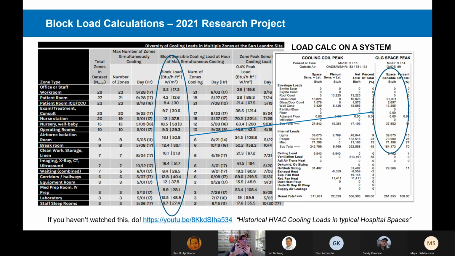So because no two rooms actually peak at the same time, once you get to more than 3 or 4 rooms of any type on a system, the loads diversify pretty quickly into the overall sum. And so again, we would compare these block peak loads to our load calculations. They are space loads, so they include envelope and internal loads, and not ventilation, not system loads.